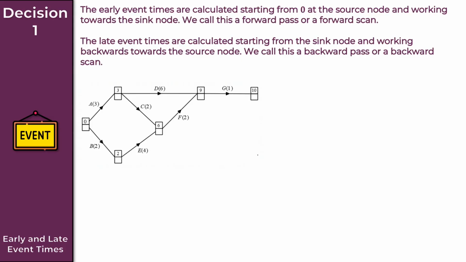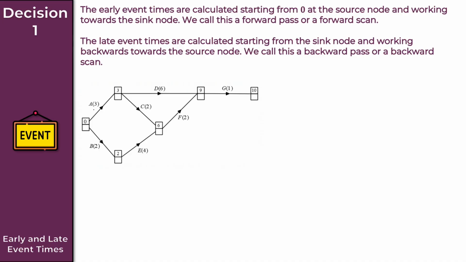Now, let's just quickly run through this. The first thing to mention is that for the early event times, we always choose the largest number. That'll become clear as we work through the activity network in a short while. I'll explain that in more detail. And then for the late event times, we always want to choose the smallest possible number. And again, I'll explain that in more detail as I work through the activity network.